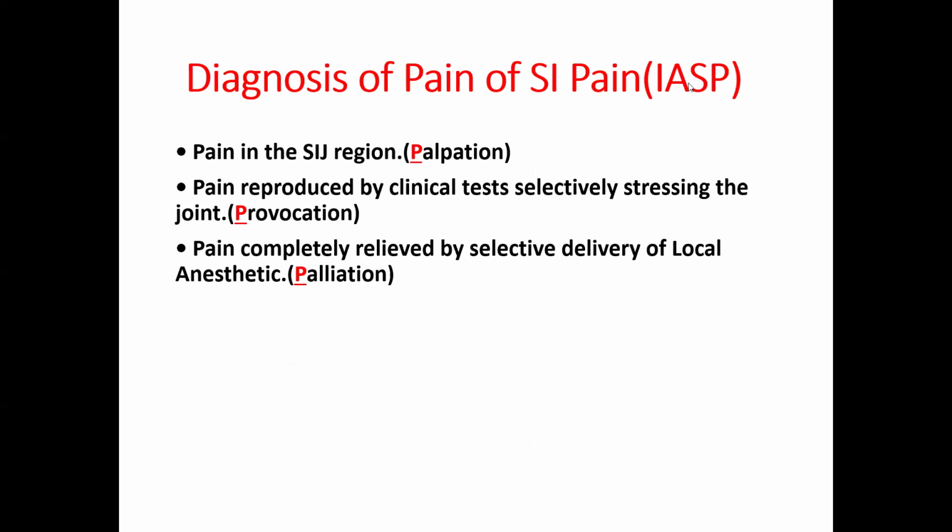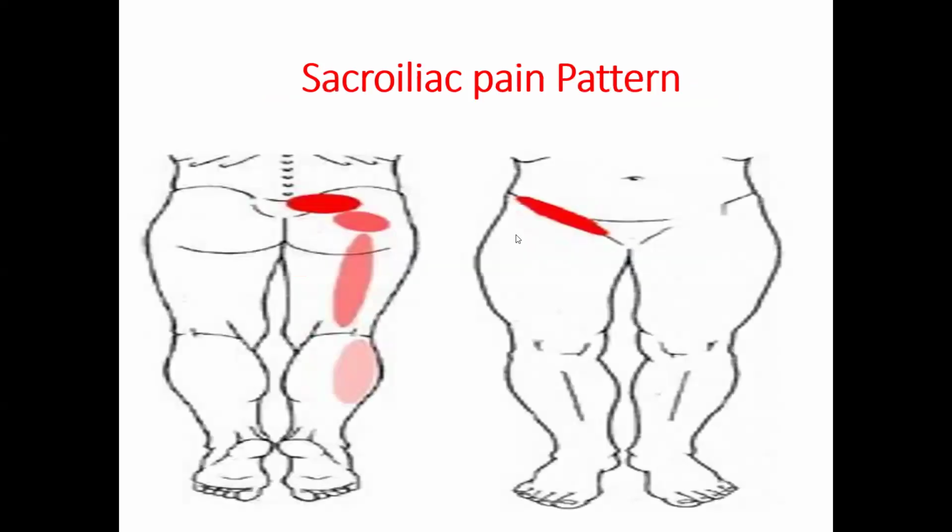Diagnosis by the International Society of Pain: pain in the sacroiliac joint region by palpation. Okay, remember these three P's, guys. We're gonna use them in every aspect here in pain management. Then pain reproduced by clinical testing, stressing the joint. This is called provocation, another P. And then injecting local anesthetic in the joint or the nerve that's going to the joint, and this is called palliation. So three P's for the diagnosis here.